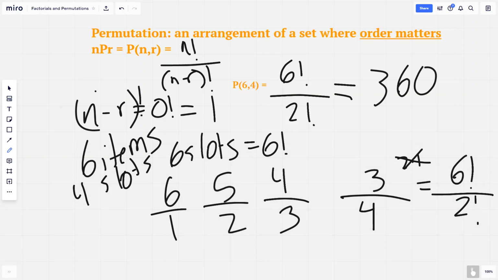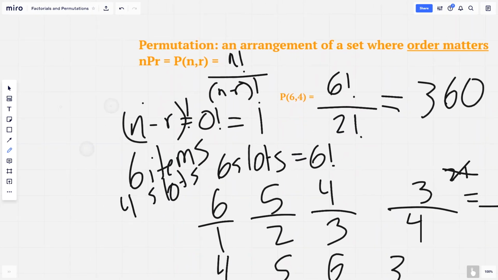So a permutation, we use it when order matters. And when order matters, we can simply multiply each value in the set. So we had 6 options, 5, 4, 3. We could have picked anywhere to start. We could have started here at 6. And regardless, we would have ended up with the same value.